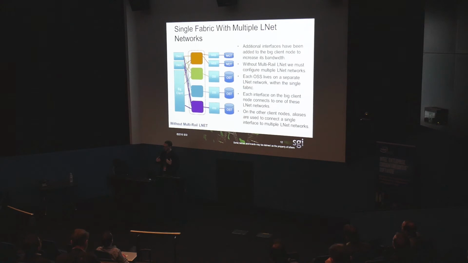If we look at how we can improve that without using multi-rail LNET, we can have multiple LNETs configured within that single fabric and add multiple interfaces to the big client. But this adds an administrative overhead and configuration complexity that you then need to manage within that environment. Each OSS is living in a separate LNET network in this particular example within the single fabric, and each interface of the big client is connected to each of these different LNET networks. So you're not actually taking advantage of the aggregate capability without really fine-grained control of what data you're pulling into that box across which Lustre networks.